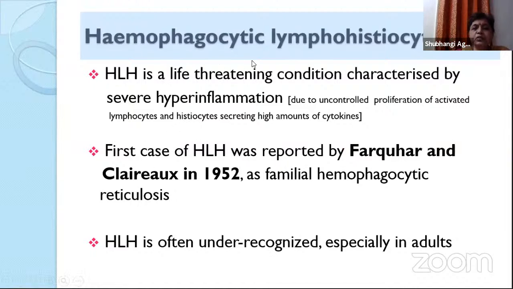So coming to hemophagocytic lymphohistiocytosis, it's a life-threatening condition characterized by severe hyperinflammation. The severe hyperinflammation is due to uncontrolled proliferation of the activated histiocytes and lymphocytes, which secrete large amounts of cytokines. The first case of HLH was reported by Farquhar and Claireaux in 1952, and it was reported as familial hemophagocytic reticulosis. In adults, HLH is often under-recognized because it is not common in adults, it is common in children, but this was a case in an adult.